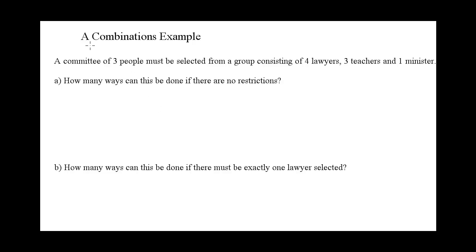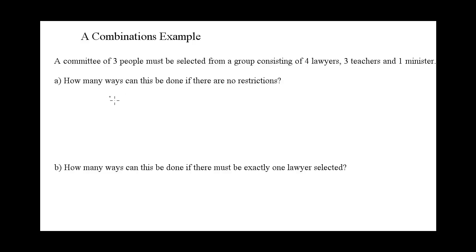Okay, this is an example involving combinations. So here's the question. A committee of 3 people must be selected from a group consisting of 4 lawyers, 3 teachers, and 1 minister. So our first part to this question says, how many ways can this be done if there are no restrictions? So this is a combinations question.